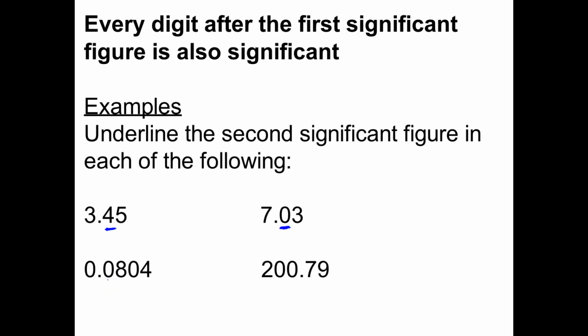For the third number, the first significant figure is the 8, because it's the first digit which isn't 0, and then everything after it is significant. The second significant figure is 0. And lastly, the first significant figure is 2, so the second significant figure is the 0 which comes after.